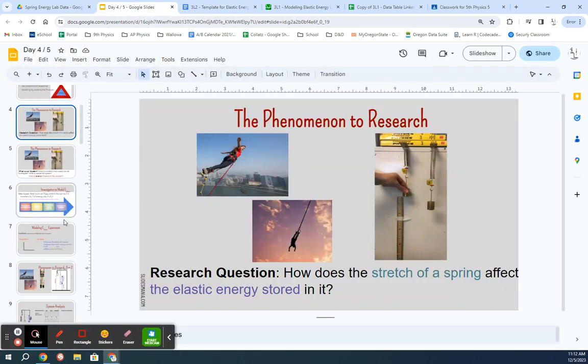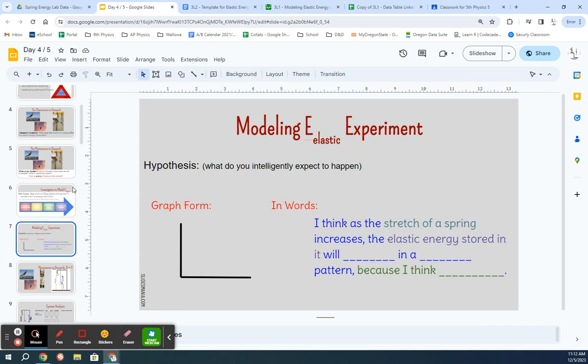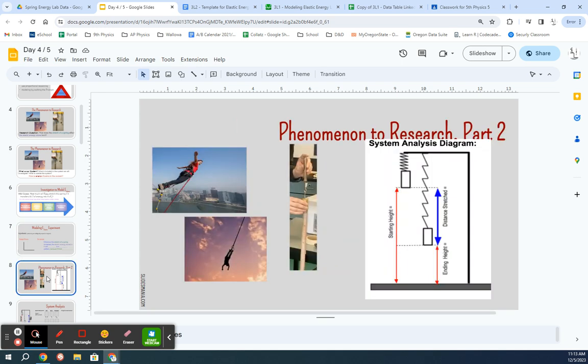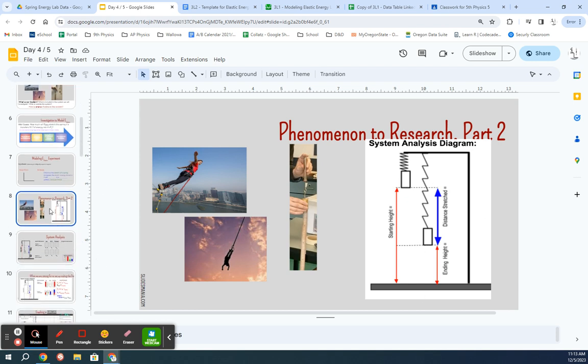All right. Yep, and then the slides will step you through any of those things if you guys are getting stuck, if you need help. Again, it's got a sentence frame here to help out. As the stretch of the spring increases, will blank, right? Will it increase? Will it decrease? Now that we know some of the patterns, you can include what pattern you think it's going to fit into and why. Again, some pictures of the bungee and the setup for the bungee, system analysis, and so on.